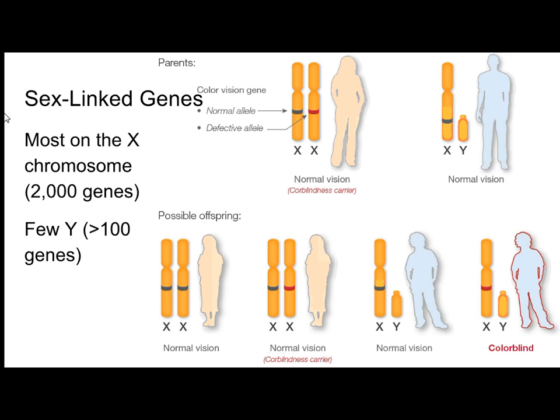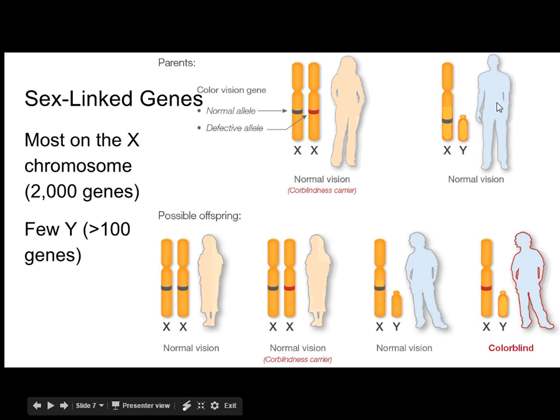So let's say color vision. Normal allele is that you can see all the colors. A defective allele is that you are colorblind. It's maybe red-green colorblind, maybe more with the blues and the purples. There's different kinds of color blindness, but we'll say red-green colorblind for now. So mom has the normal allele for normal color vision and the defective allele for red-green color blindness. However, since she has a good one, a normal one, she is not colorblind. She can see everything just fine. However, she carries it.